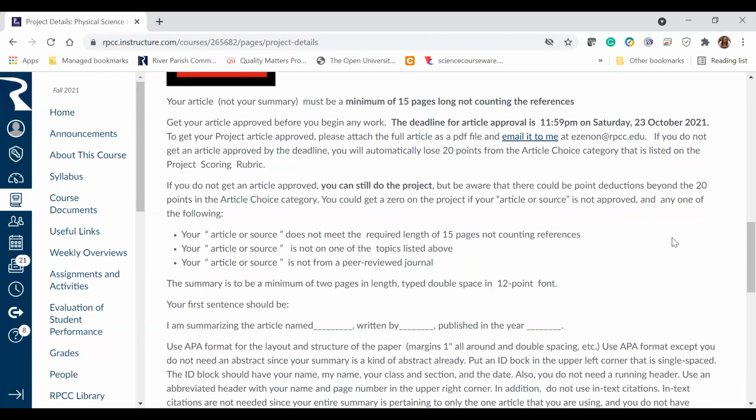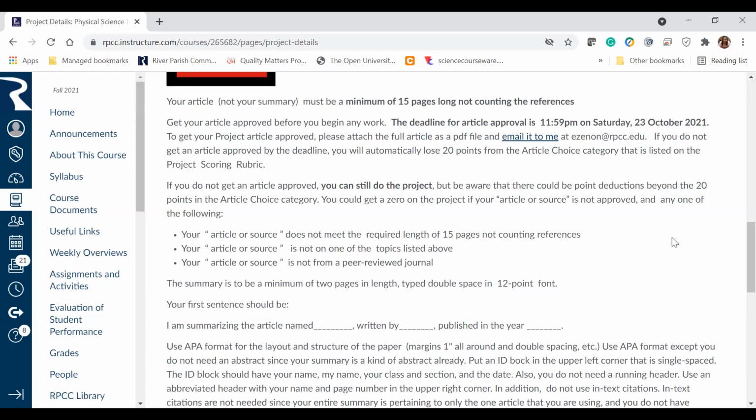There's a category in the rubric that's included in the project folder, and it says article choice. If you got your article approved and you summarize that article, then you get those 20 points. If you did not get an article approved, you lost those 20 points in the article choice category.